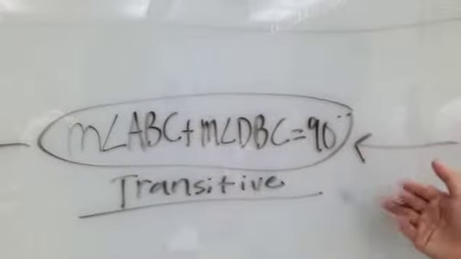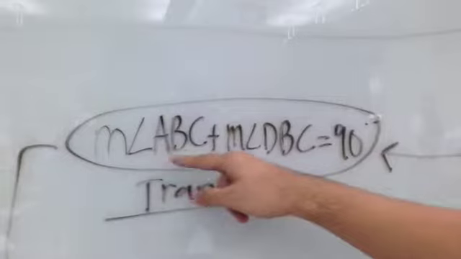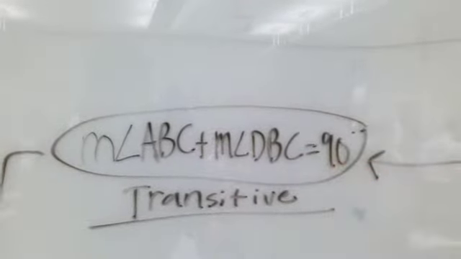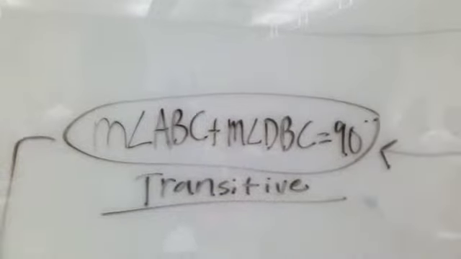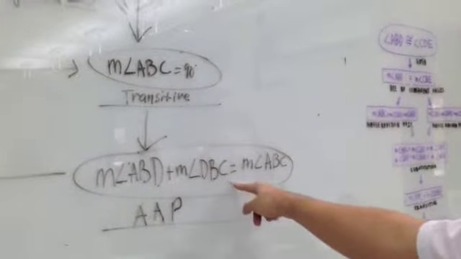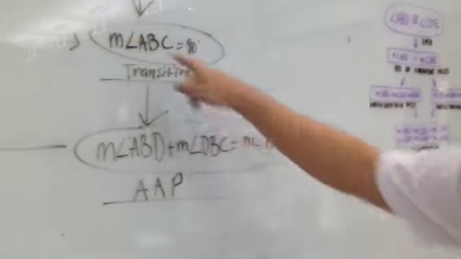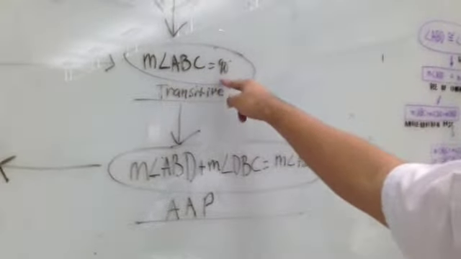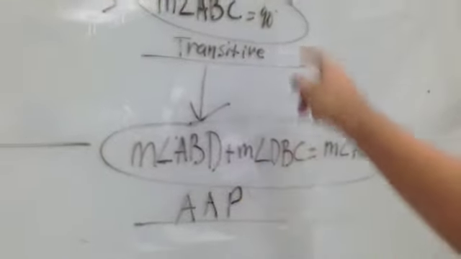From here, we go to the next concept. It states that the measure of ABD and the measure of DBC when added is equal to 90. This is because of the transitive property again. It says here the measure of ABD plus the measure of DBC is equal to the measure of ABC, and it's stated here that the measure of ABC is equal to 90. So this can also be the measure of ABD and the measure of DBC is equal to 90.